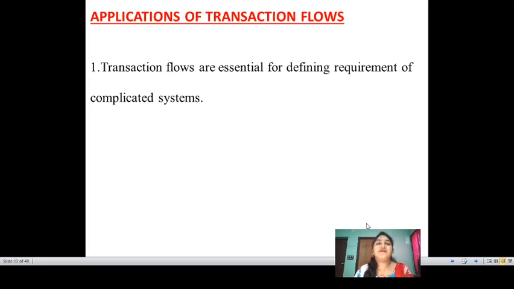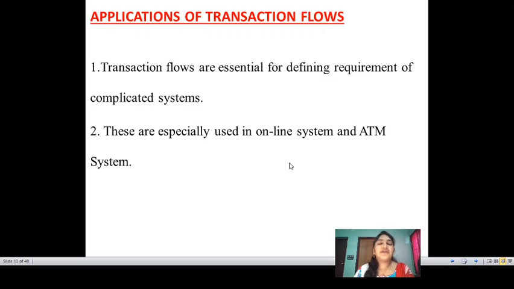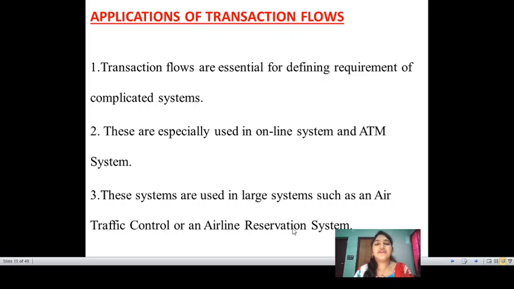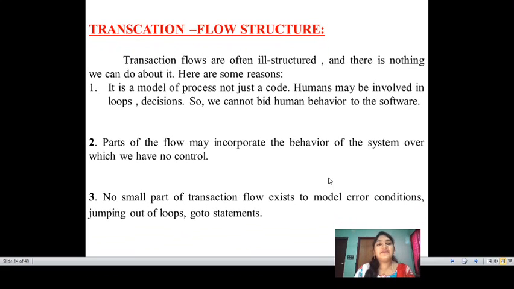Next, applications. Transaction flows are mostly used in real-time systems, and these transaction flows are essential for defining requirements of complicated systems. To define a complicated system, we go for the transaction control flow graph. They are especially used in online systems and ATM transactions, and mostly in large systems such as air traffic control and airline reservation systems. Next, coming to the last part, defining the structure of the transaction flow.